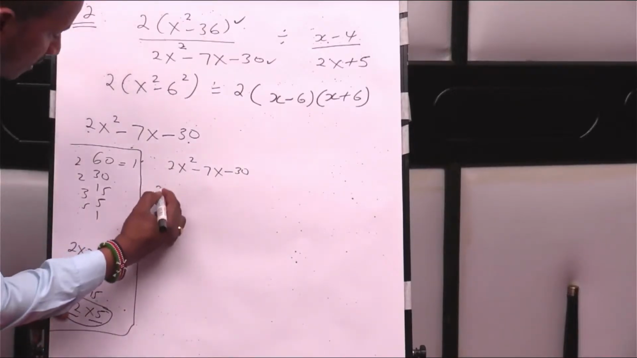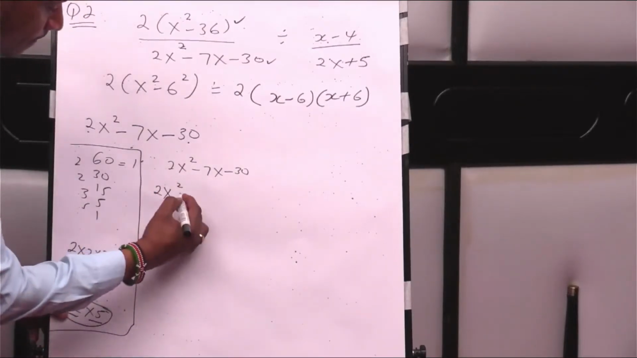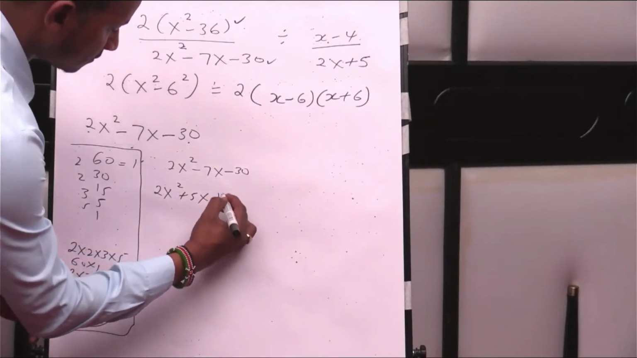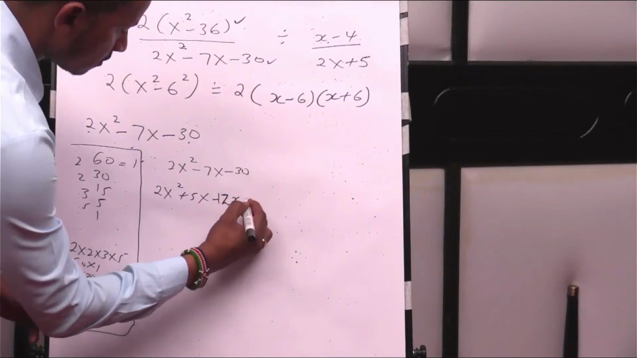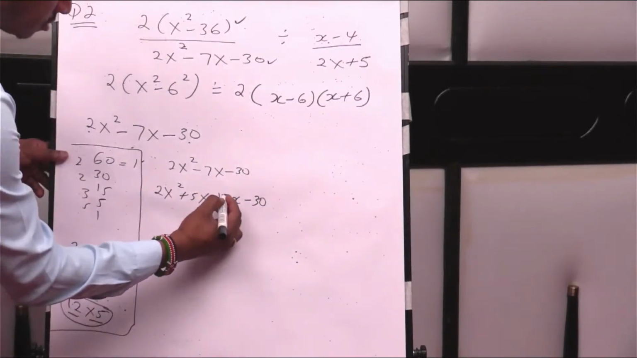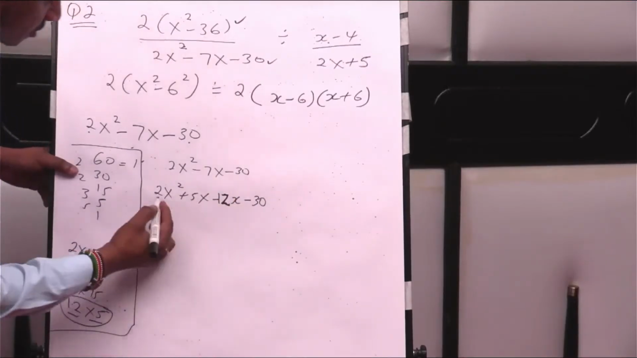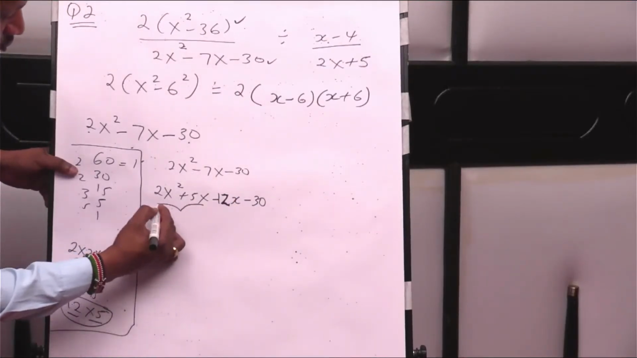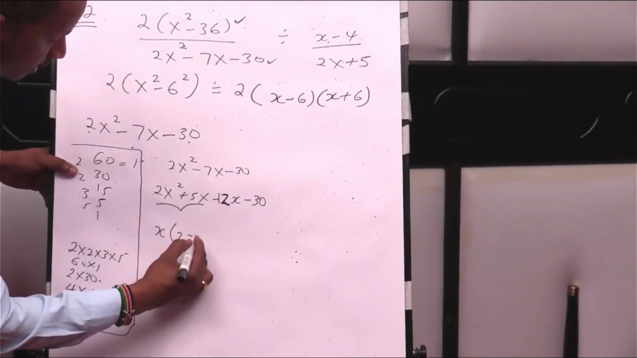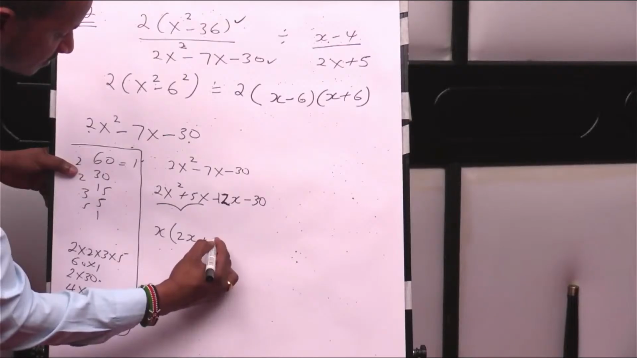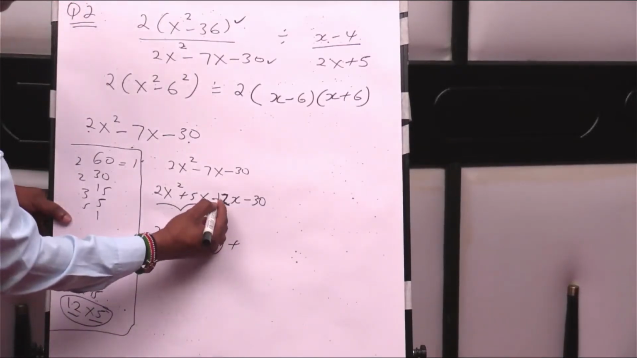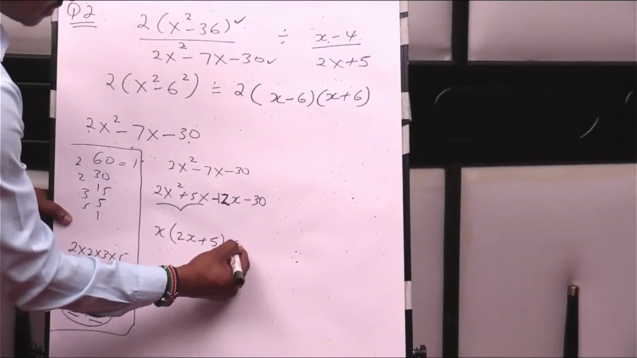So you come here, you get 2x squared plus 5x minus 12x minus 30. Solve this quadratically in short. So what do we get? The common factor here in these two is x. So x into 2x squared is 2x plus x into 5x is 5 plus, no, minus, sorry, here is minus, this is minus.